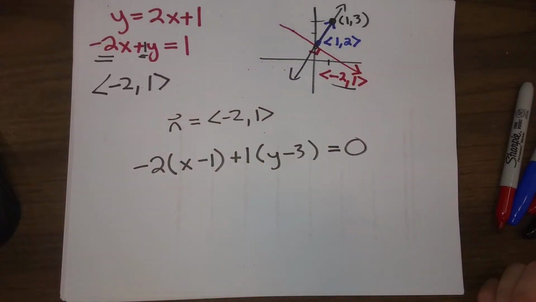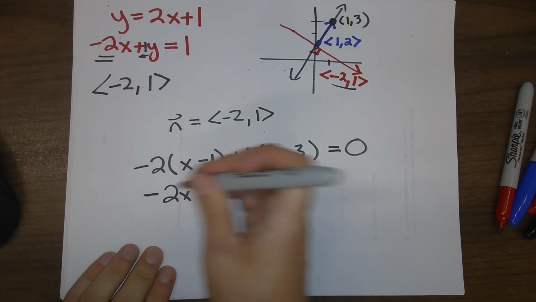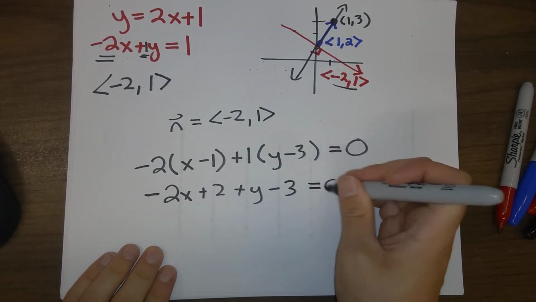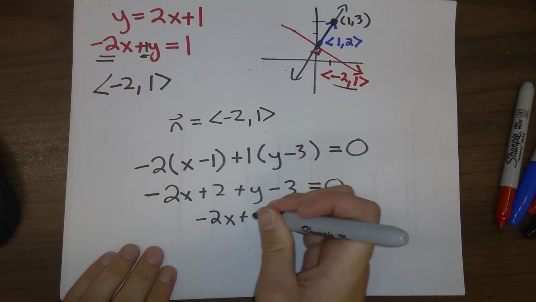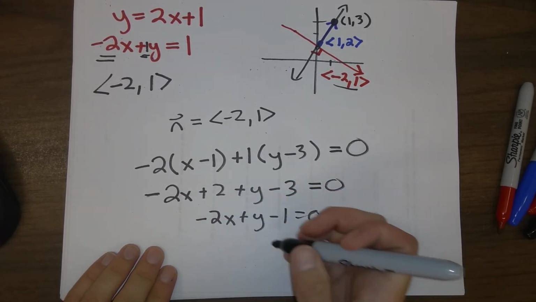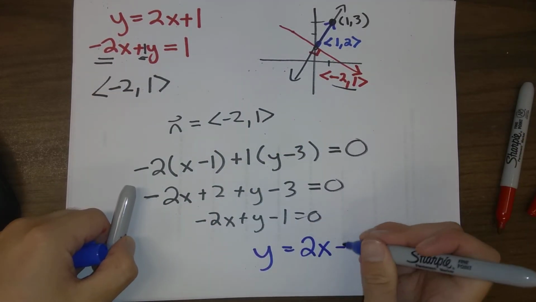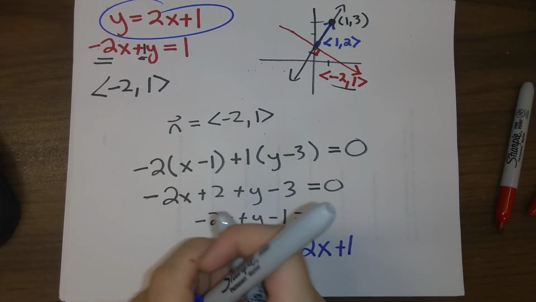If we take this equation and we split it up, we get -2x plus 2 plus y minus 3 is equal to 0. Plus 2 minus 3, that's -1. Minus 2x plus y minus 1 is equal to 0. Rearrange, what do we get? y is equal to 2x plus 1, which is exactly the same thing as what we started with.